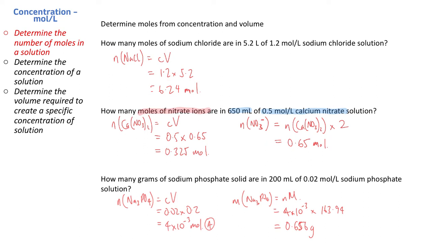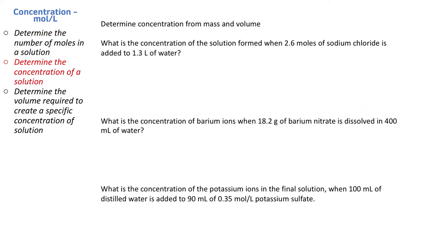Okay, next. What is the concentration of the solution formed when 2.6 moles of sodium chloride is added to 1.3 liters of water? Nice and easy. So the concentration of sodium chloride is equal to n on V, which would be equal to 2.6 on 1.3, which happens to be 2.6 divided by 1.3 is equal to 2 moles per liter. Okay, 2 moles per liter.